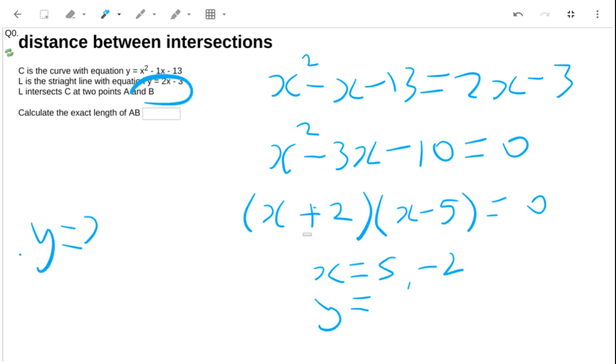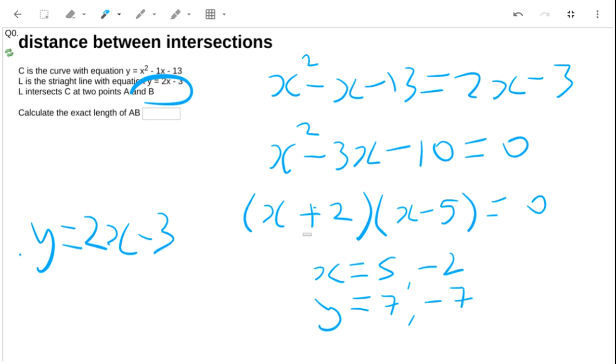y equals 2x minus 3. I could use the other one as well, but this one's easier. So for the first y value, for the x value of 5, the y value is 7, because it's 2 times 5 minus 3, and then 2 times minus 2 is minus 4. Minus 3 makes minus 7.